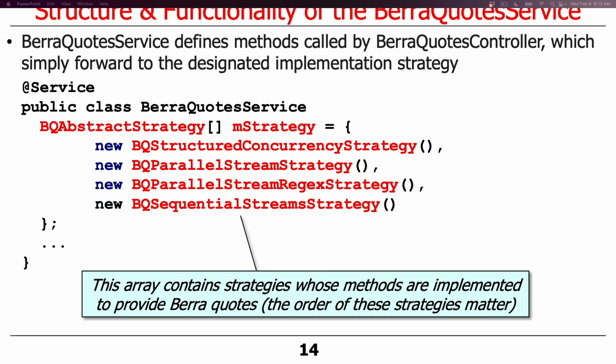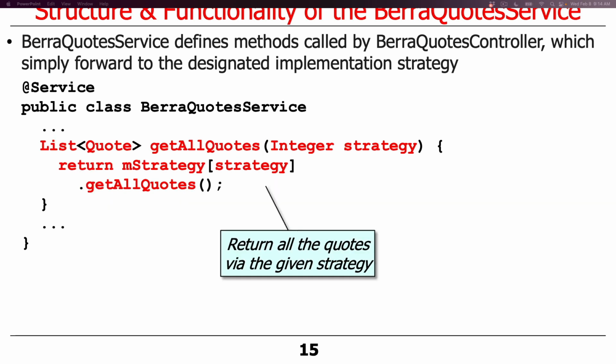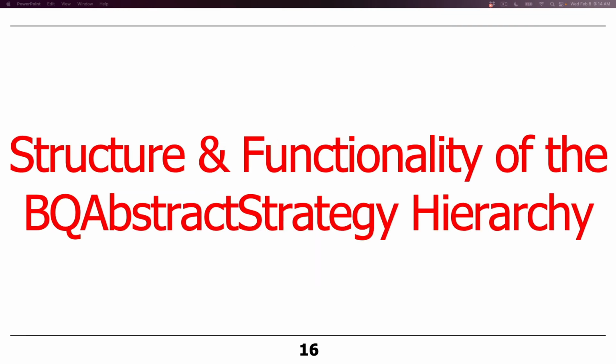And then we've got our array of strategies, which are going to be the different things that we do to actually do the concurrent processing. All of the service methods look very similar. They just take the incoming request and the parameter, which in this case is the strategy, and they go ahead and forward to the appropriate strategy implementation and then say, hey, get me all the quotes, please.